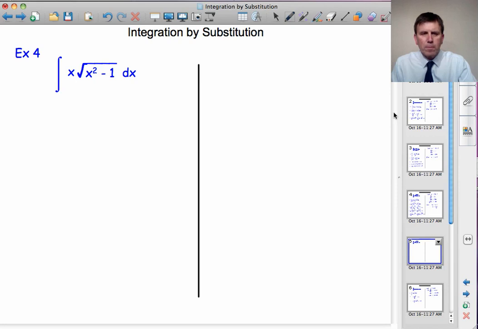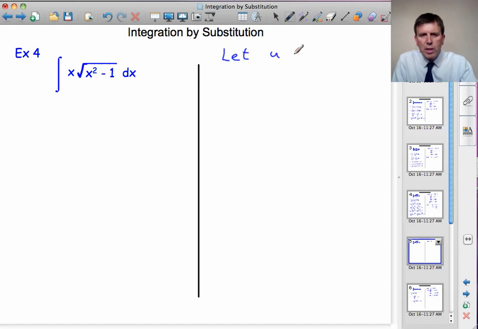Example 4. Integrate x multiplied by the square root of x squared minus 1 with respect to x. Now this example looks pretty similar to the last one, but there is a subtle difference, and that's why I've included it. Again, we've got two terms under the square root sign, and to get that to a single term, I'm going to let u be what is under the square root sign.